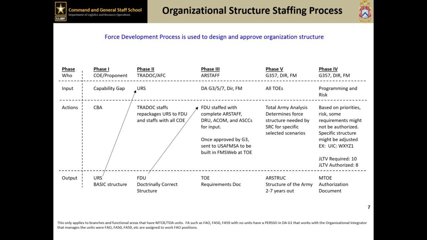You have a PERSO, a personnel synchronization officer in the G1 that works with the organizational integrator that manages these units, the ASCC headquarters, to make sure that your personnel requirements are worked and managed. So you're not left out, but this process is only for units and branches that have units.